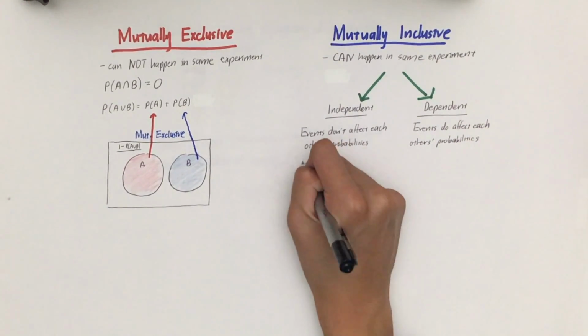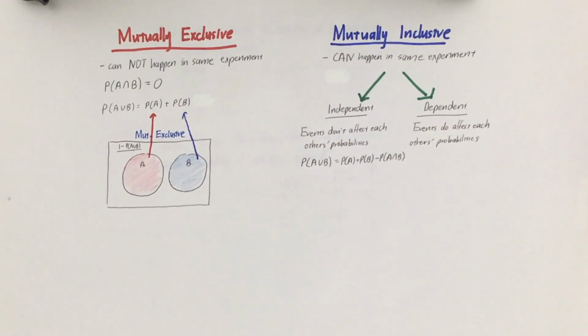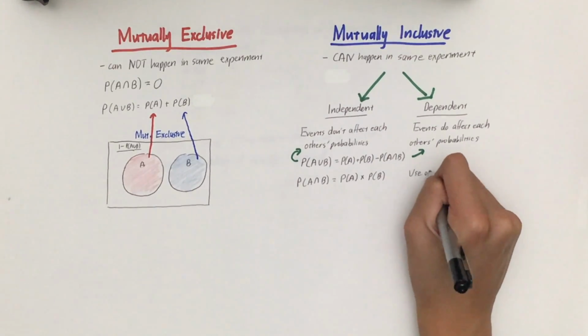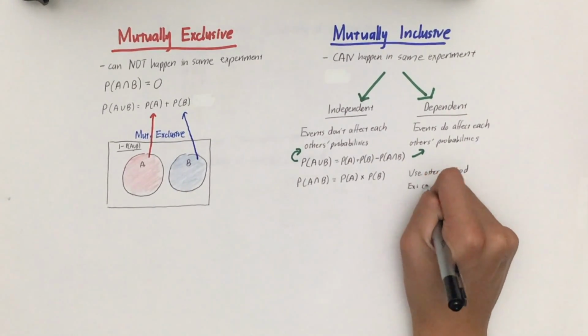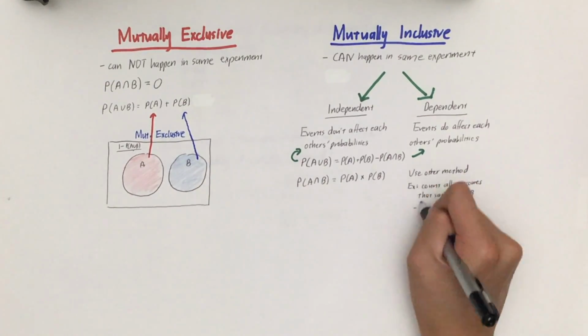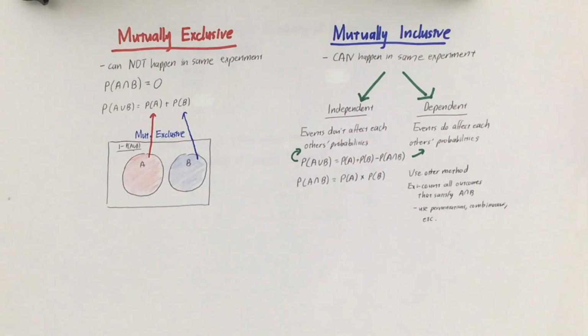For both independent and dependent events, the probability of A or B happening is probability of A plus probability of B minus the probability of A and B. However, the probability of A and B is where it differs. So for independent events, the probability of A and B is the probability of A times probability of B. While in dependent events, you're going to have to use some other method, like manually counting up all the outcomes in the sample space that satisfy the event, or using some algebraic method.